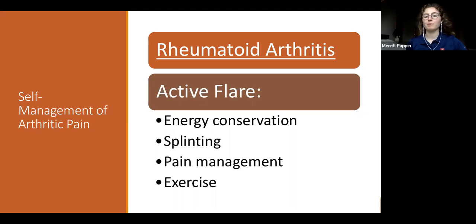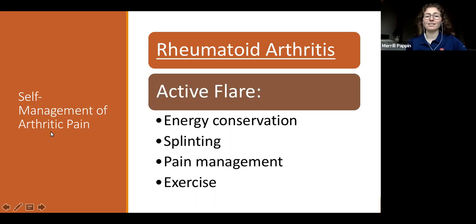So sometimes people use heat to calm their pain, but that is not advised for people with an active flare of rheumatoid arthritis. It can make the inflammation worse and lead to more joint destruction. You can, however, use ice. You can use it up to 72 hours after the acute flare starts, and mainly that just provides a numbing effect.